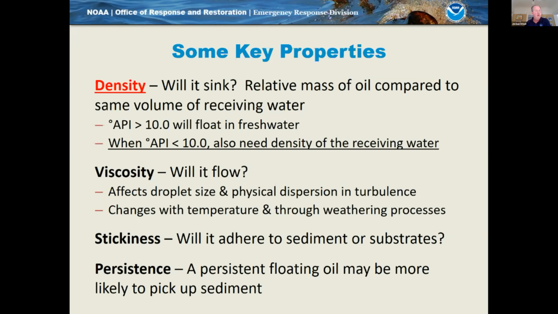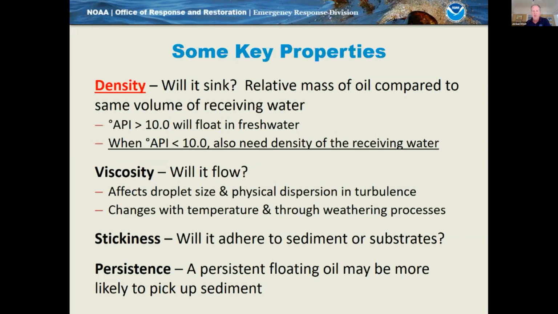Another important property to consider is viscosity, because that could affect the droplet size and the physical dispersion of a spilled oil in the water column. And that viscosity is going to be changing with things like temperature and as the oil weathers. So oils will typically get more viscous as they weather. Also, things like stickiness and persistence are both going to be elements in considering whether or not a spilled oil is likely to pick up sediments and potentially move from a floating oil to a sinking oil or non-floating oil.